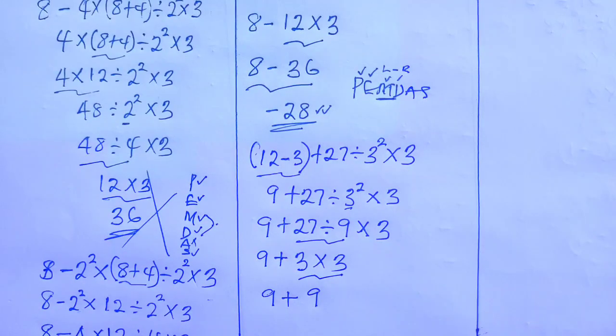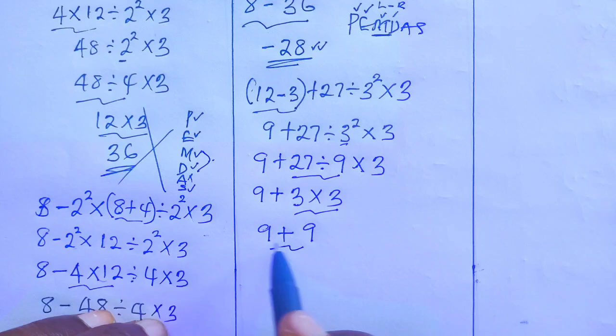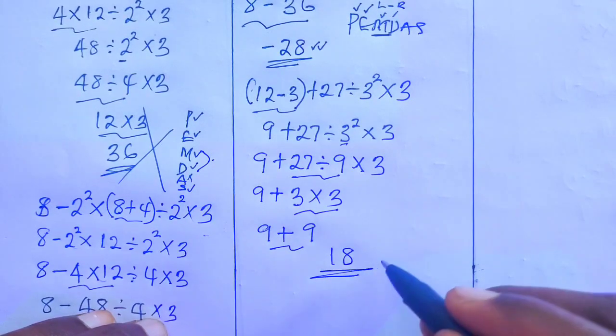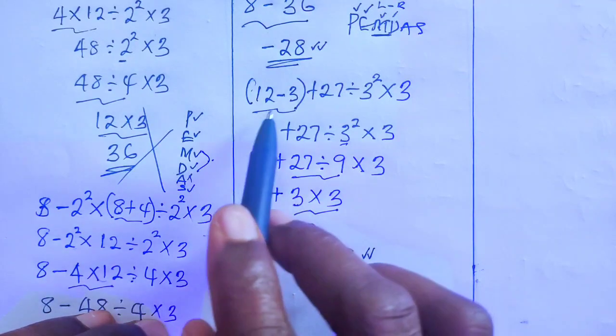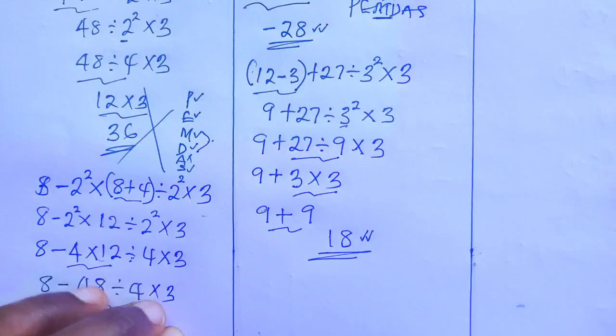Then lastly, we consider addition. 9 plus 9, that gives us 18. And this is the correct answer to this given expression right here. Now, we are going to consider the next example here.